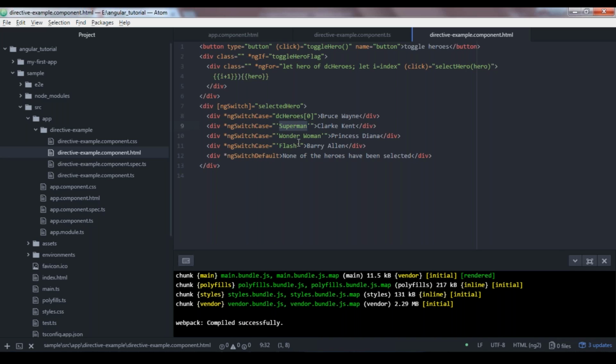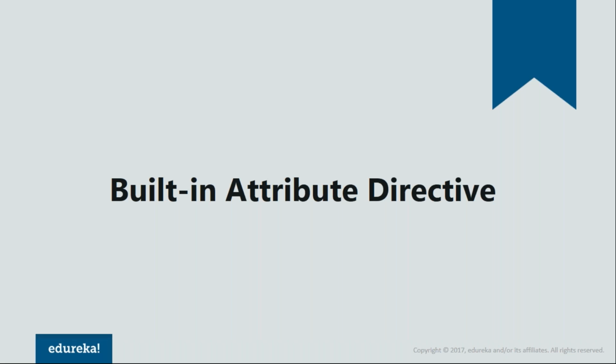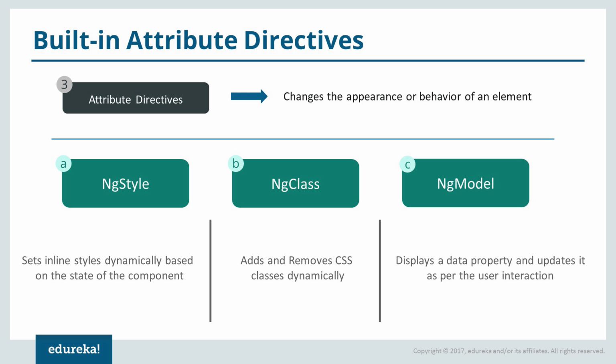So basically we have understood all these three commonly used structural directives, ngFor, ngIf, ngSwitch, and you would have understood that basically we are playing with the structure of the DOM, how the DOM layout goes, and how we can add, remove, or replace a certain element based on some condition using structural directives. Now, let's go ahead with our next set of directives, which is called attribute directives. So let's see some of the commonly used attribute directives provided by Angular.